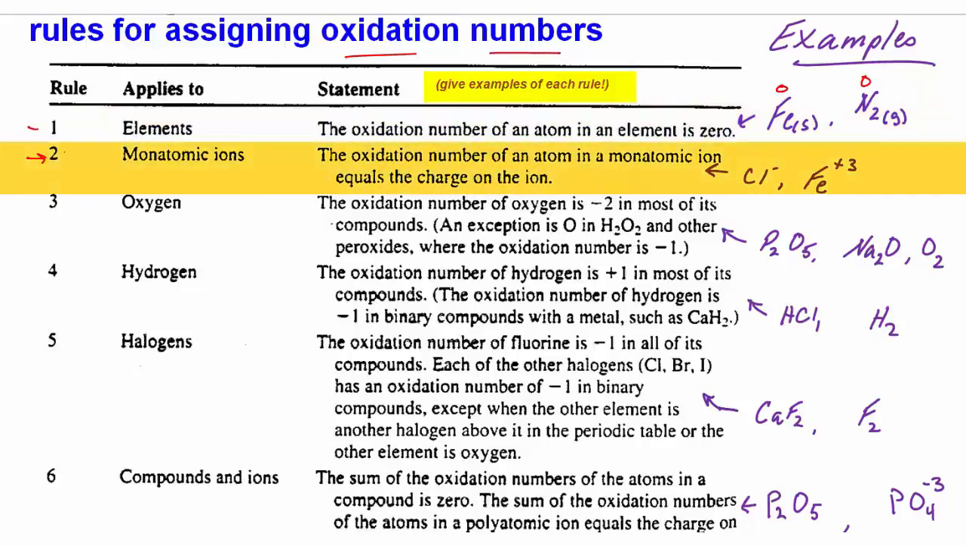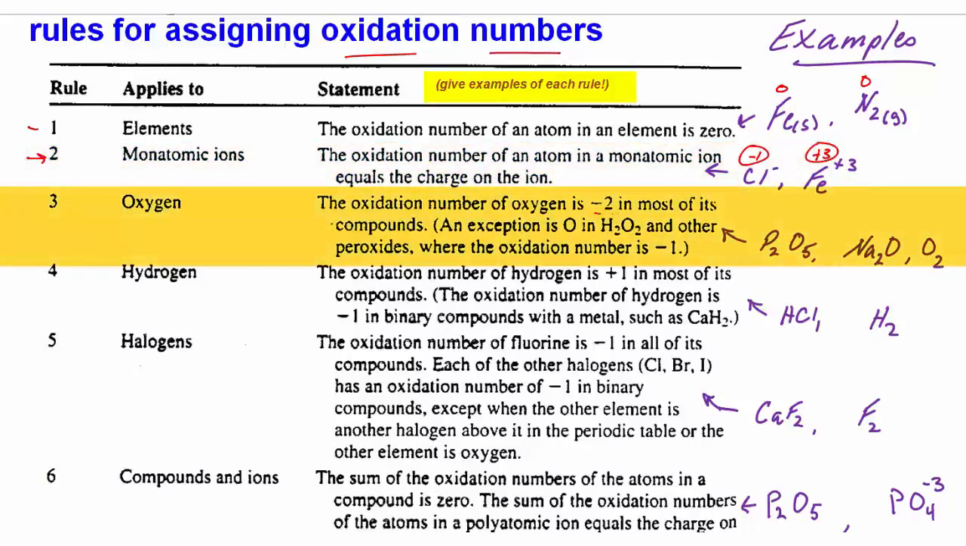Rule 2: monatomic ions, single ions. The oxidation number of the atom in a single ion is always the charge. So if you have chloride anion, its oxidation state is -1. Iron 3+, its oxidation state is +3.